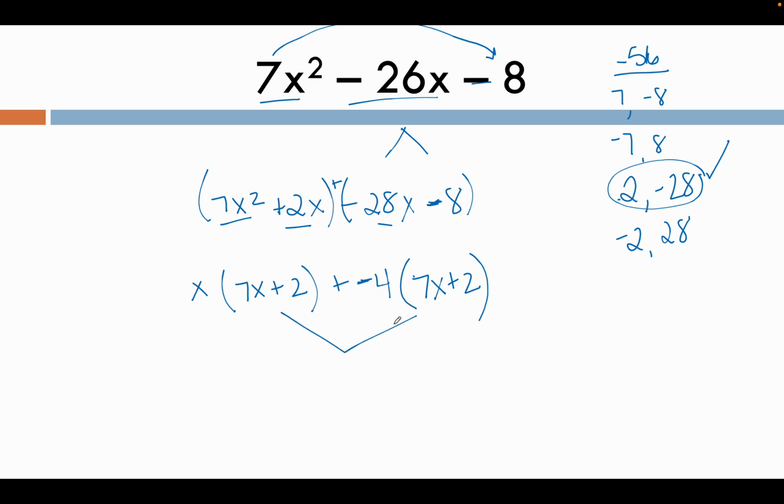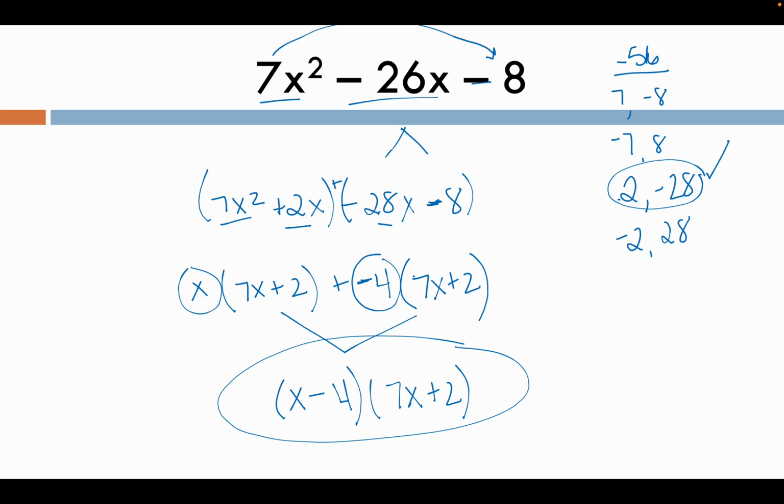That's what we need. And then we're going to take our other two that we're multiplying by those quantities and group those. x minus 4 times the quantity of 7x plus 2 is our final answer.